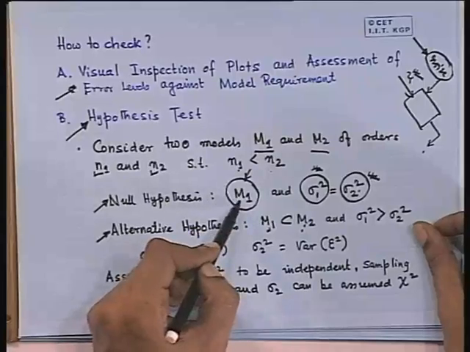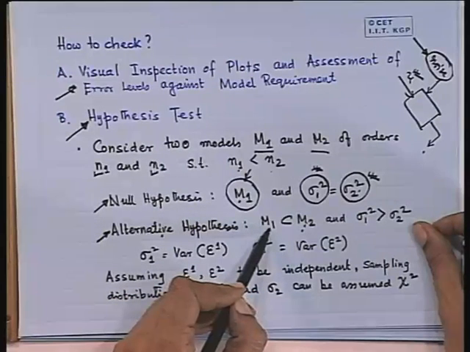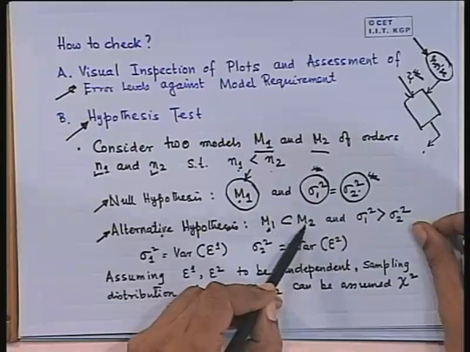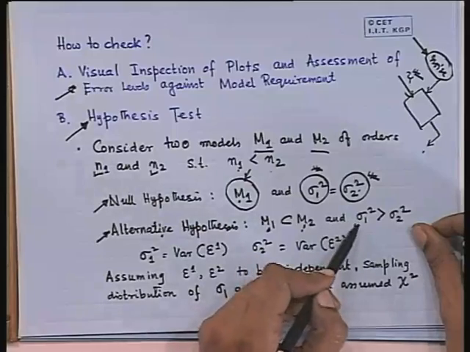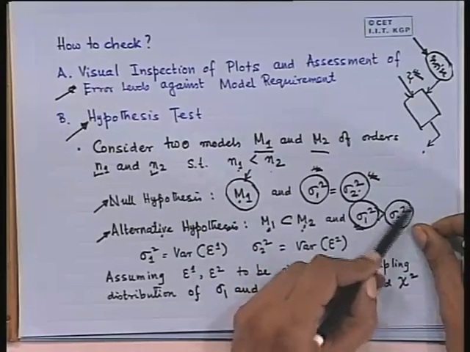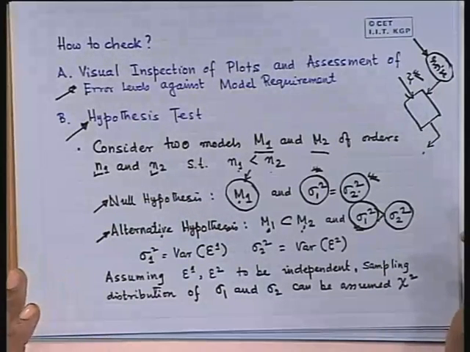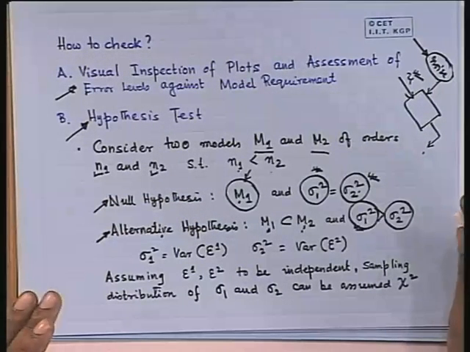So if this is rejected, then my alternative hypothesis is that M1 is actually a subset of M2, and sigma 1 square, that is the variance that I am getting from M1, is actually greater than that from M2. So there is a possibility of reducing the prediction error. Correct?